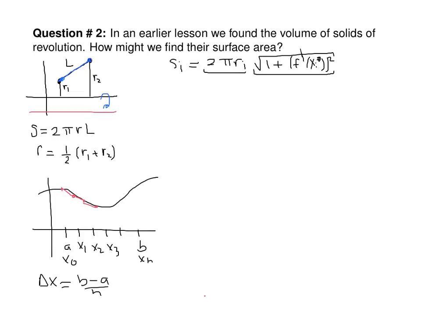And to find the actual surface area, we would take a limit as n goes to infinity after we add them all up. So from 1 to n, 2 pi. Now one thing to notice also is this r sub I will equal some function value, so some f of x sub I star.